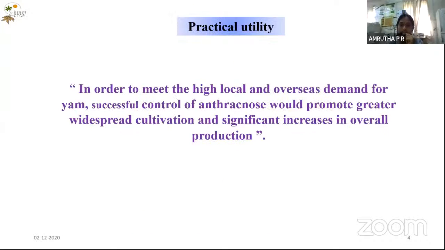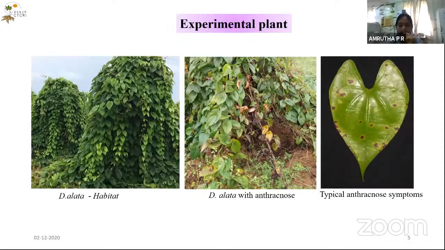We know that there is an increased demand for this great yam, local as well as overseas. So successful control of the disease will promote its widespread cultivation as well as increase total production. So this is the experimental plant, Dioscorea alata. You can see the Dioscorea alata plant with anthracnose infection in it.